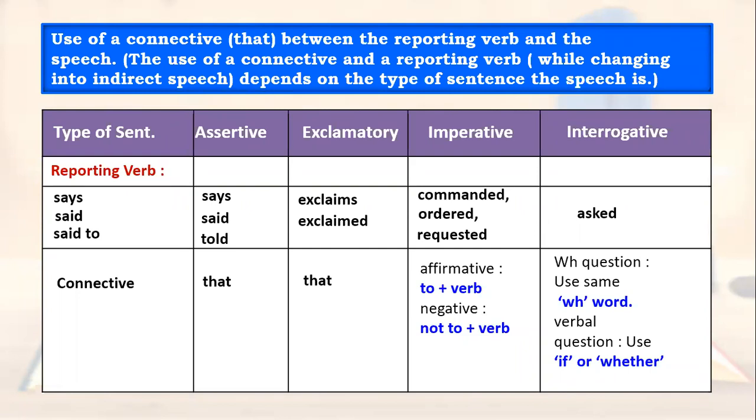But what if we have a yes or no question like, I said, are you going to picnic tomorrow? In this case, I haven't used any WH word. Hence, it is known as a yes or no question. And in this case, the comma will change to either if or whether.